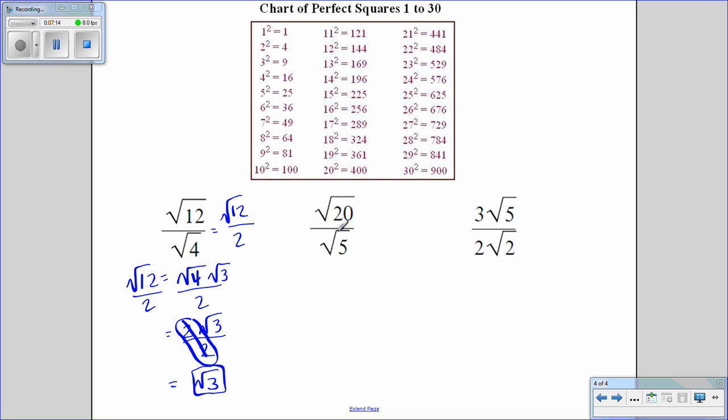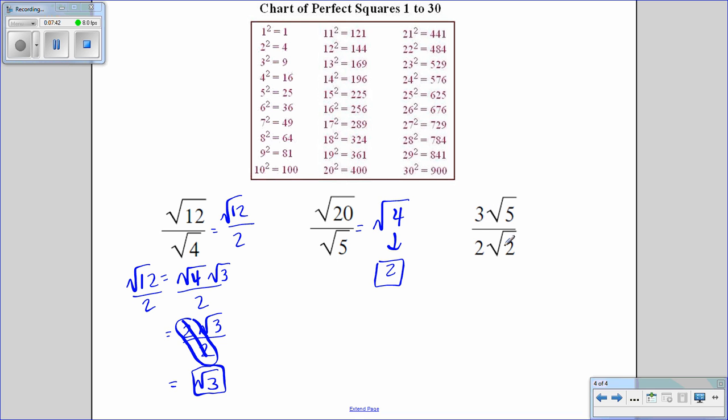Okay, next, neither of these are perfect squares, so one thing I can do here is divide those. The square root of 20 divided by the square root of 5, I can put underneath one radical. That would be the square root of 4. 20 divided by 5 is 4, and I know the square root of 4 is 2. That one was pretty easy. Let's try another one here.